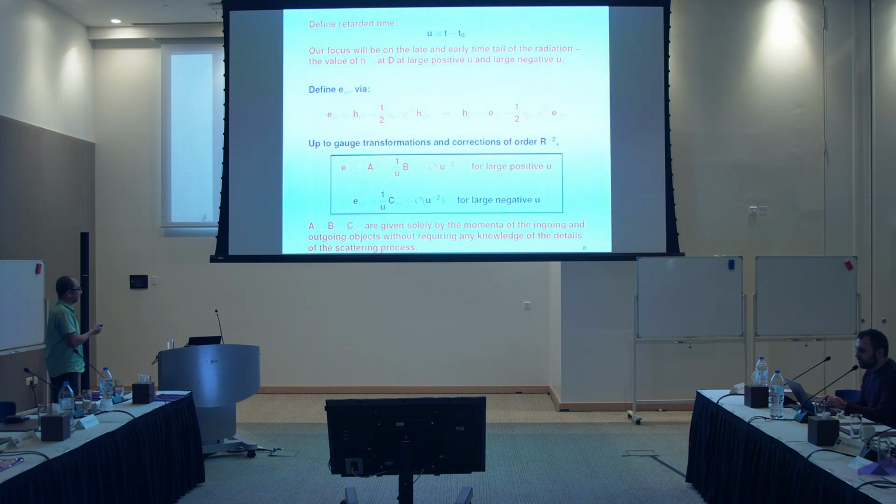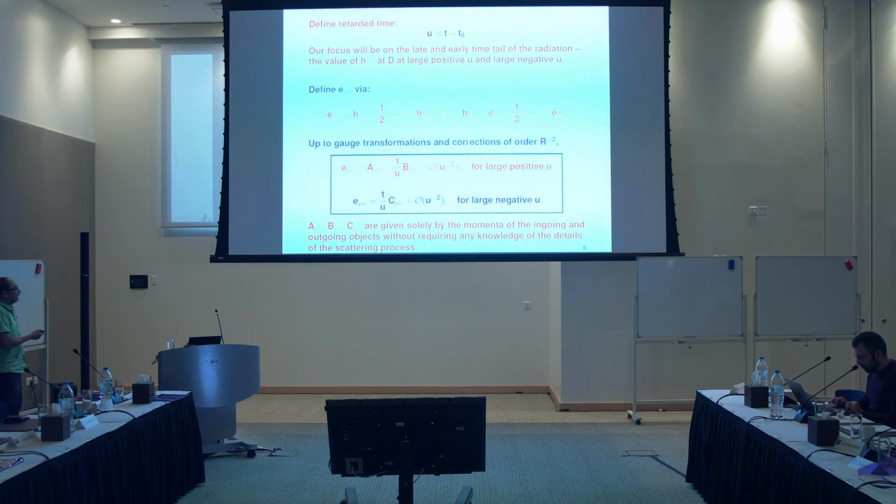And here is the result. What we will find is that up to gauge transformation, which means general coordinate transformation here, and corrections of order r to the minus 2, which we will not worry about, E mu nu has the following form for large positive u and large negative u. For large positive u, it has a constant piece and then there is a tail piece 1 over u times b mu nu, and then there is a term of corrections of order u to the minus 2, and for large negative u it has a tail piece and terms of order u to the minus 2.